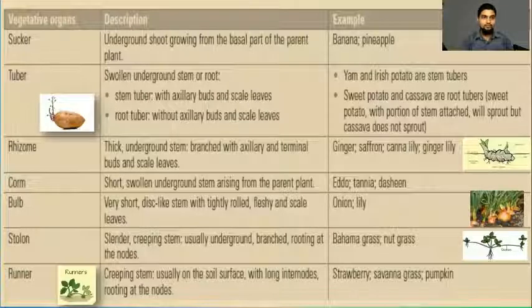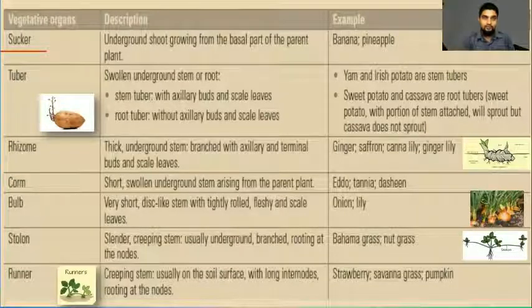So on this table, we have some examples of natural vegetative reproduction. We'll quickly go through the vegetative organs in this table. We have the sucker, and the sucker is an underground shoot growing from the basal part of the parent plant. A good example of a sucker would be banana. Another example could be plantain, and pineapple is also considered a sucker.